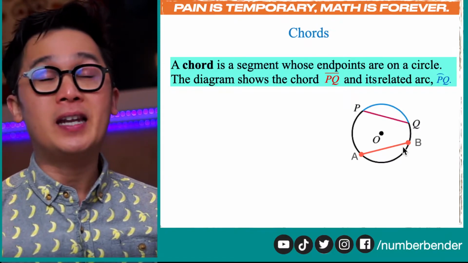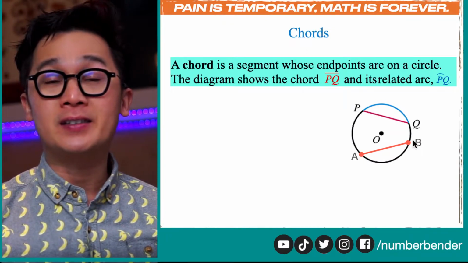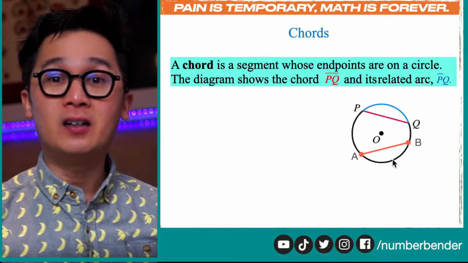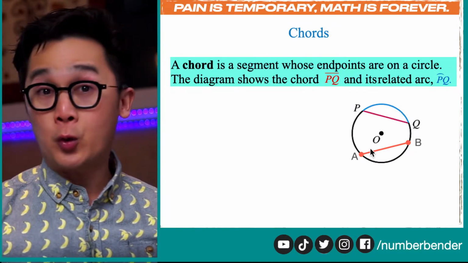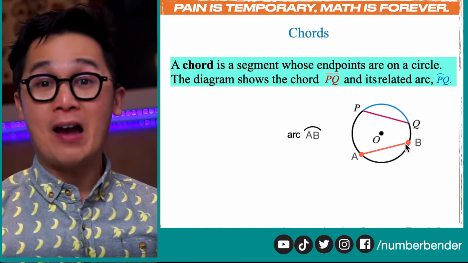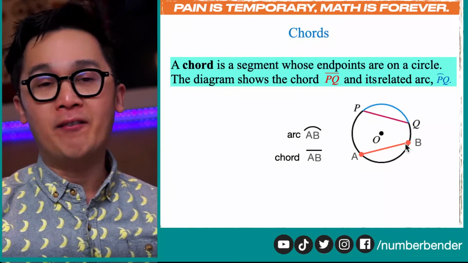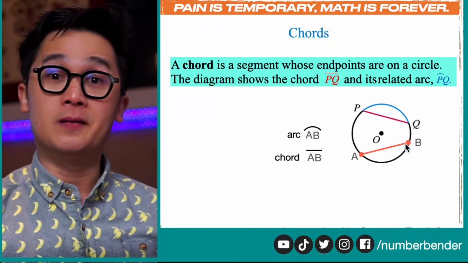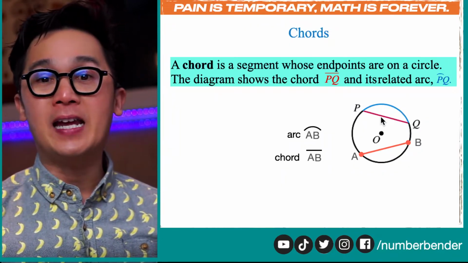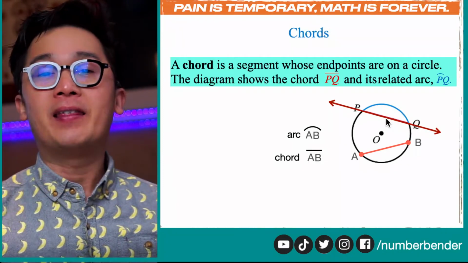So this line segment AB is also considered a chord because its endpoint is in our circle, and the arc AB right here is associated with our chord that's formed from our line segment over here. So we have an arc AB and we also have chord AB every time we are working with chords on a circle.